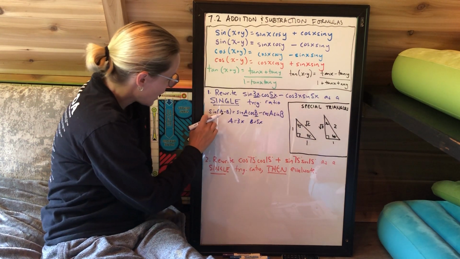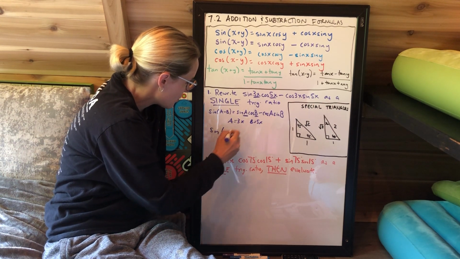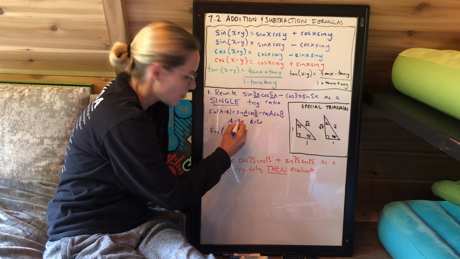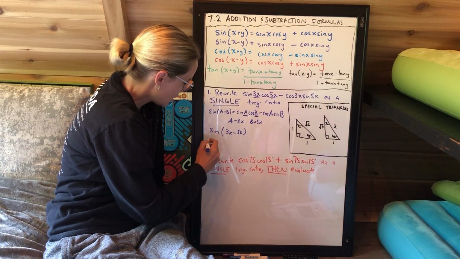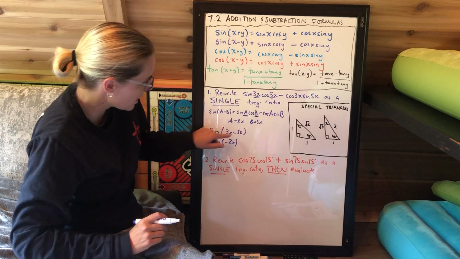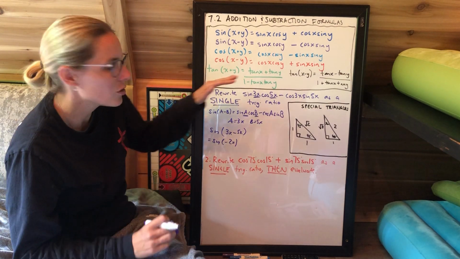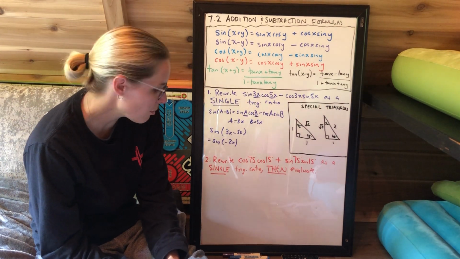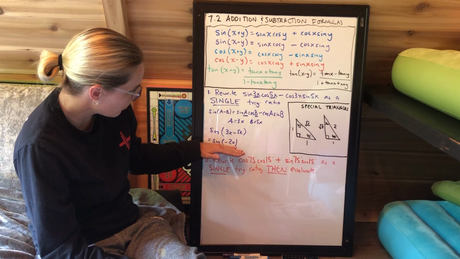So when you wanted the actual answer, you could just say sine of a minus b is sine of 3x, which is my a, minus 5x, which is my b. Altogether, this is equivalent to sine of negative 2x, right? 3x minus 5x is negative 2x. This is a single trig ratio. That's what you are looking for, a single trigonometric ratio.